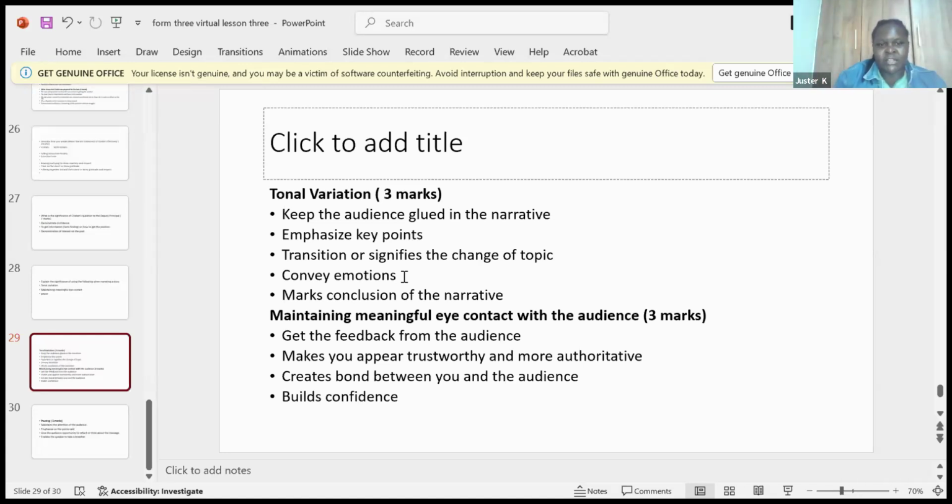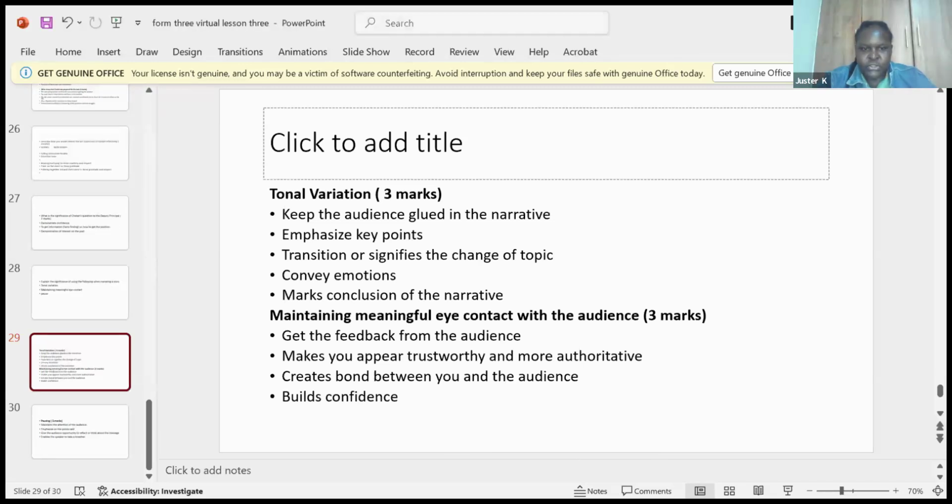So tone variation can also be used to show our emotions. And of course, there's the conclusion of a narrative, which marks the conclusion. For example, we can use a falling intonation to show that we are now concluding or coming to the end. So we cannot always end our narrative in a high pitch, we always have to come down. So that is it. And then now we have one last question.